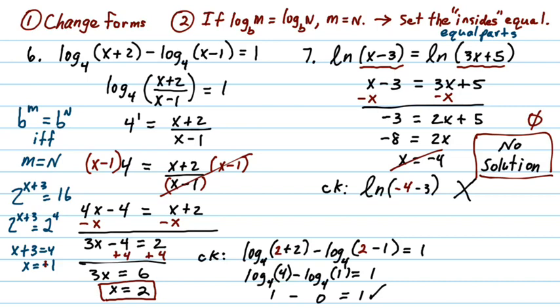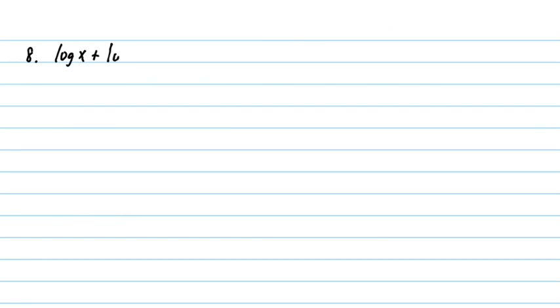All right, let's move on to number 8. So this is kind of a combination of things we've already done. Notice if we could just make one log out of the left side, then we would have log equal log. And so then we can set the insides equal. So let's go ahead and do that.